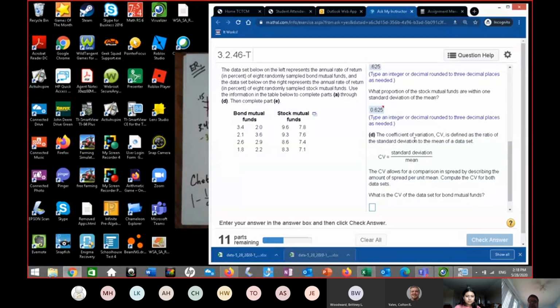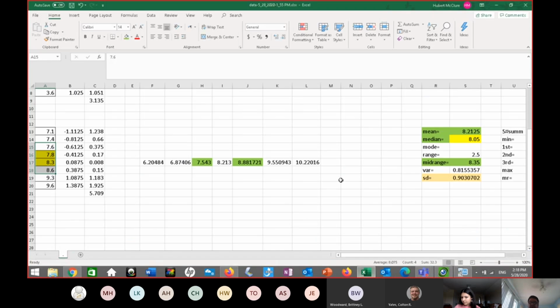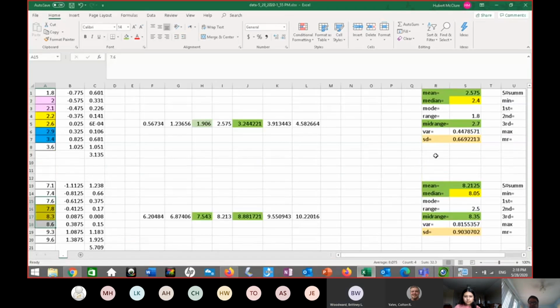The coefficient of variation is defined as the ratio of standard deviation to the mean of the data set. Standard deviation over the mean. So somebody take the standard deviation of the bonds. Let's say bonds, that's the first set. So standard deviation over the mean. Okay, standard deviation. Somebody, I'm just going to do it right here. Equals standard deviation divided by the mean.